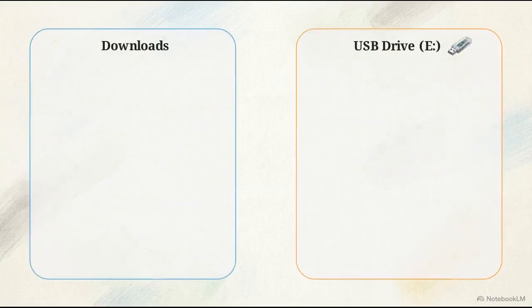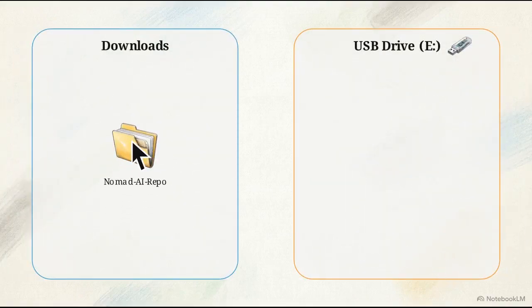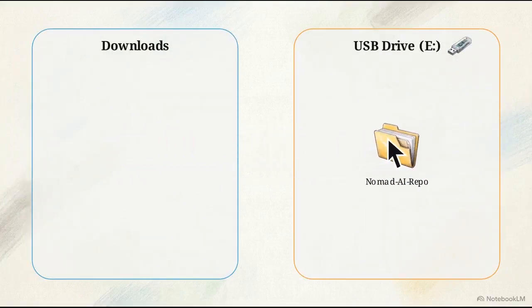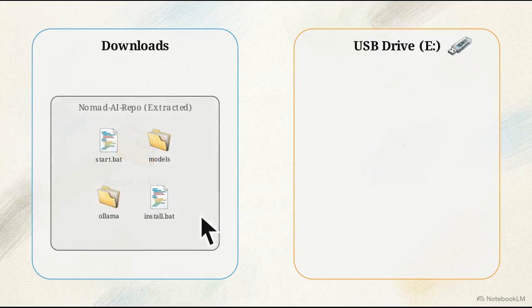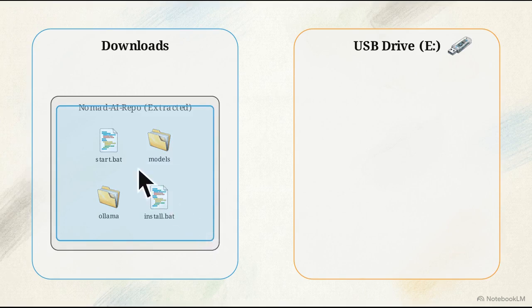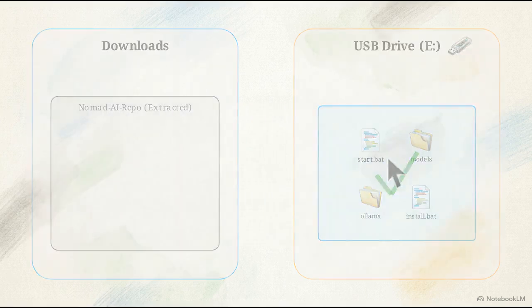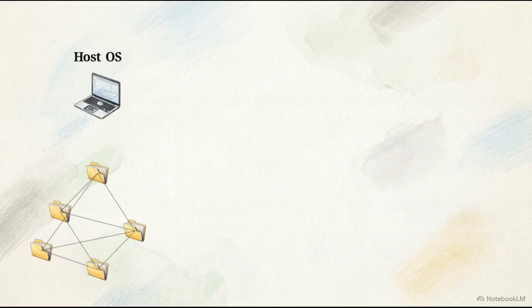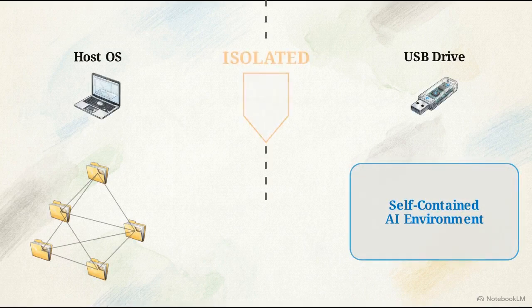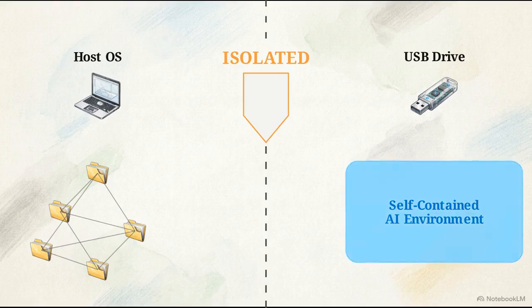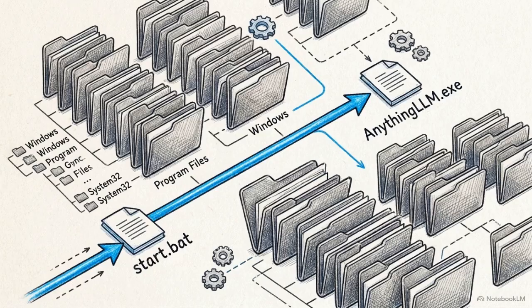Pay close attention here, as this is the most common failure point. Do not drag the single master unzipped folder onto your drive. Open that extracted folder, select only the individual files inside, and drag those directly to the root of your USB. Establishing this exact flat file hierarchy is crucial. It physically isolates your entire AI environment from the host operating system, ensuring the launch scripts find the executable files without relying on the host's native paths.